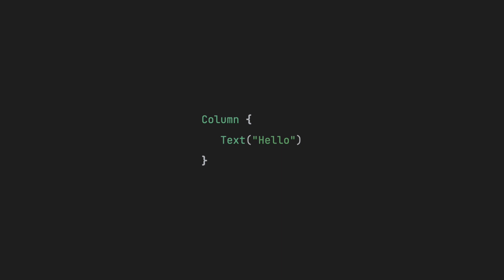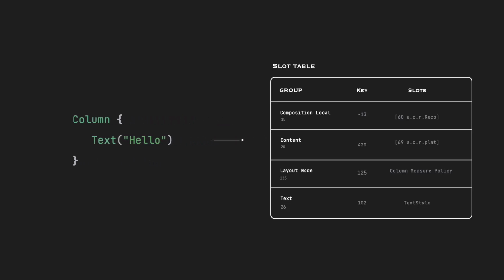So suppose you had a very simple example of a column with a hello text in there. And what you wanted to do is to build this slot table that looks like this. So this is a portion of the slot table. There is a lot more information in there. This is a snapshot of what this table would look like for this piece of code. So how is this code created?